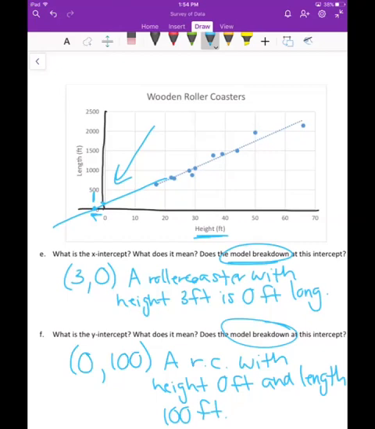Okay, so that's a good review of kind of all the things we can do with linear models so far, using them to do interpolation and extrapolation, and also looking at those x and y intercepts.